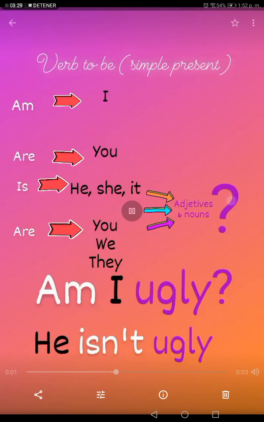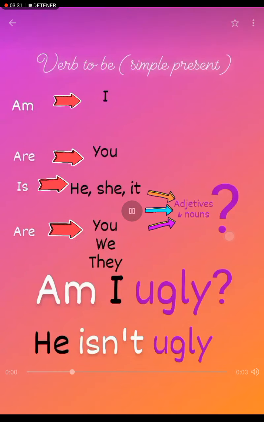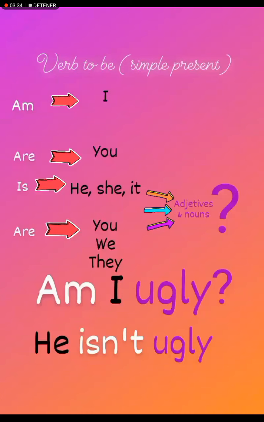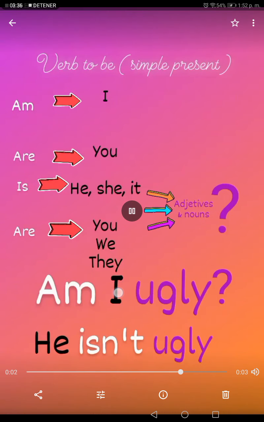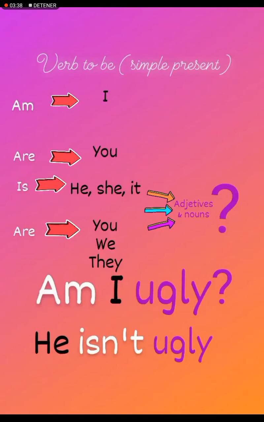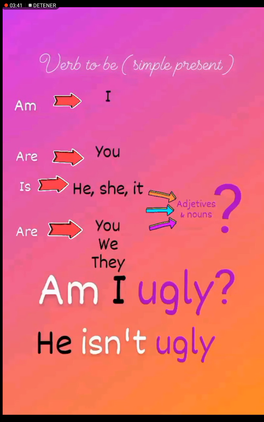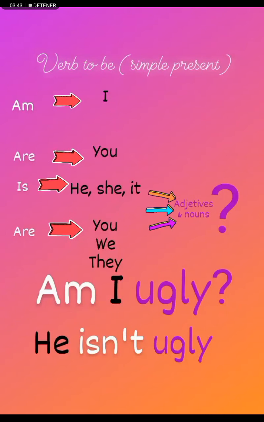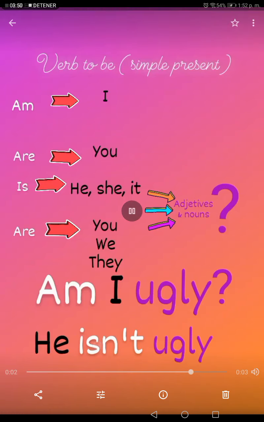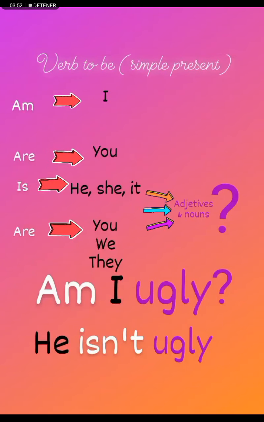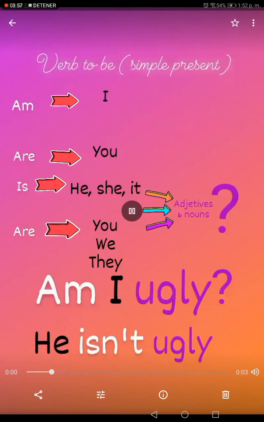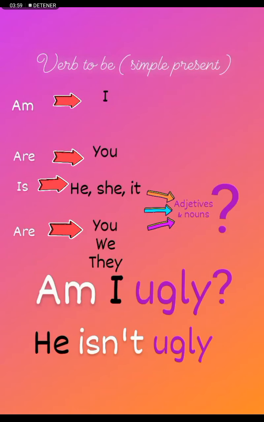And we have to complete it with an adjective or a noun. And finally, this is very important, the question mark. So here we have some examples. Am I ugly? Question mark. Am I ugly? Sorry. And then we have a sentence that is in negative. So how can we make it a question? We only invert the subject and the verb, and it will be, isn't he ugly? And also we have to include the question mark and invert the subject and the verb.